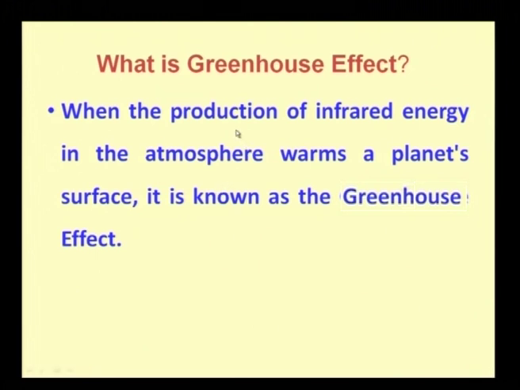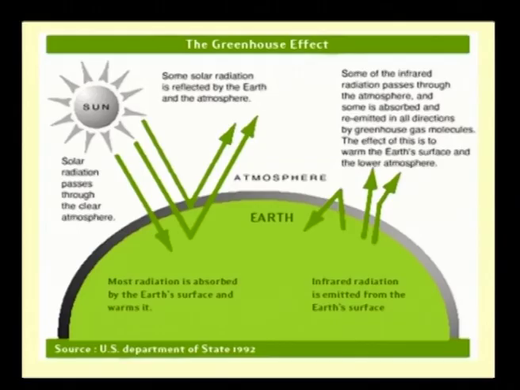When the production of infrared energy in the atmosphere warms a planet's surface, it is known as greenhouse effect. That means, the infrared energy is coming and part of the energy is reflected back. But if it is warming the earth surface, that is called greenhouse effect. Greenhouse effect is a natural phenomenon.